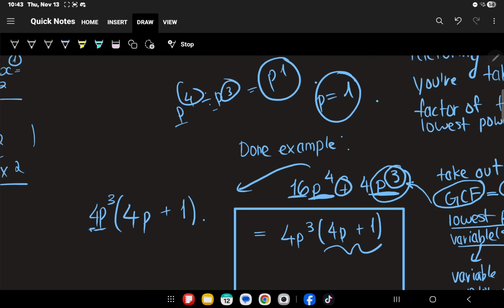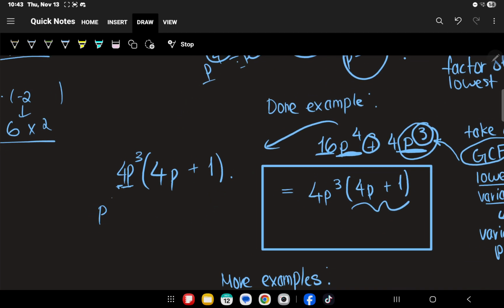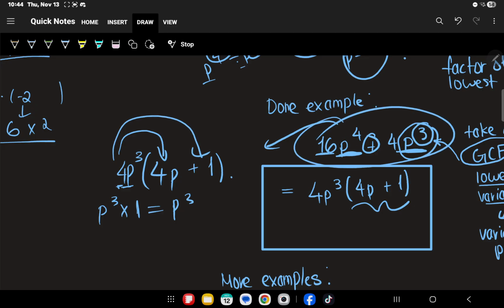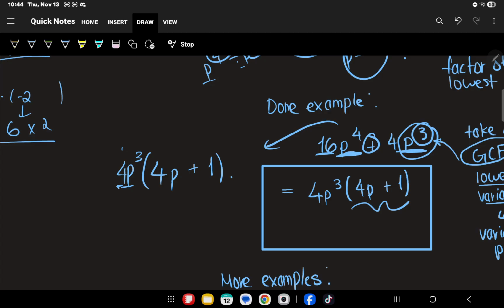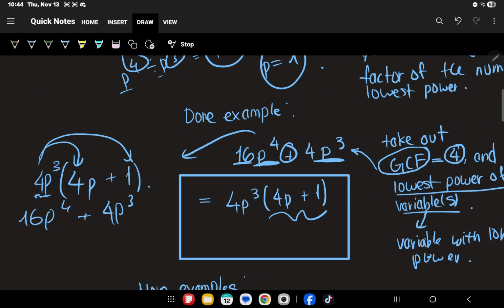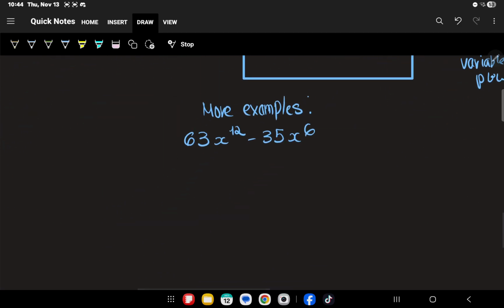Because p to the power of 3 times 1 equals p to the power of 3. When we expand it again, we'll get this back. So to prove it to you guys, I'll expand it. 4p cubed times 4p is 16p to the power of 4, and 4p cubed times 1 is 4p cubed. When we take out everything from a term, from an expression, we just put a 1. Okay, let's do another example.